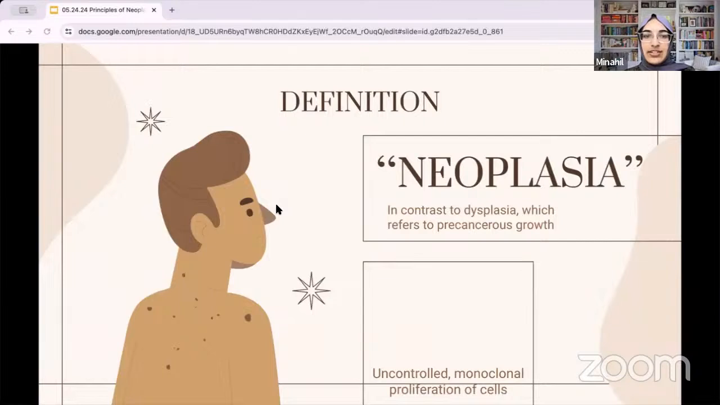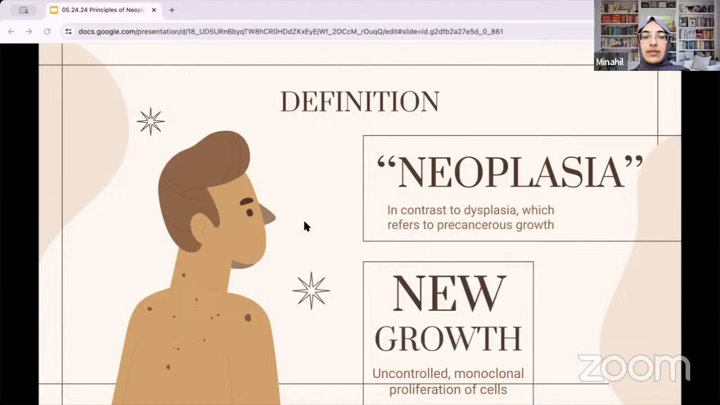First and foremost, neoplasia refers to new growth. Contrast that with dysplasia, which we learned about last week: dysplasia is disordered cell growth. So neoplasia means new growth, and it is the step after dysplasia. Dysplasia is precancerous growth. Now neoplasia is uncontrolled and monoclonal proliferation of the cells.